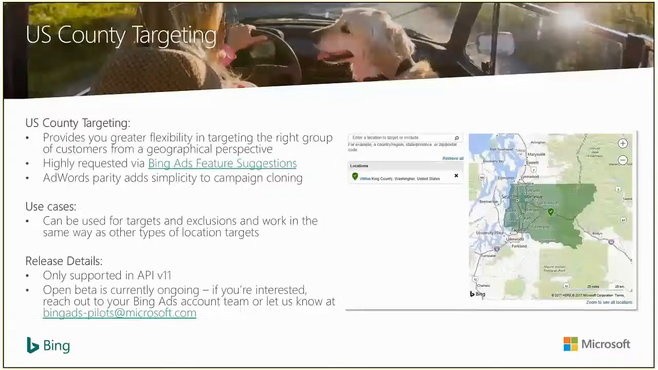Thanks, Neha. So US County targeting is one of our most requested features in location targeting. With this feature, you have more flexibility in targeting customers in the right locations. For example, if you're a legal firm which operates at the county level, or a contractor licensed to operate in a specific county, you can directly target customers in the locations you operate in. We have full parity with AdWords County targeting, so it becomes easier for you to import your campaigns to the Bing platform. County targets work in exactly the same way as other kinds of location targets on our platform. You can use county locations to target or exclude in conjunction with your existing location targets.